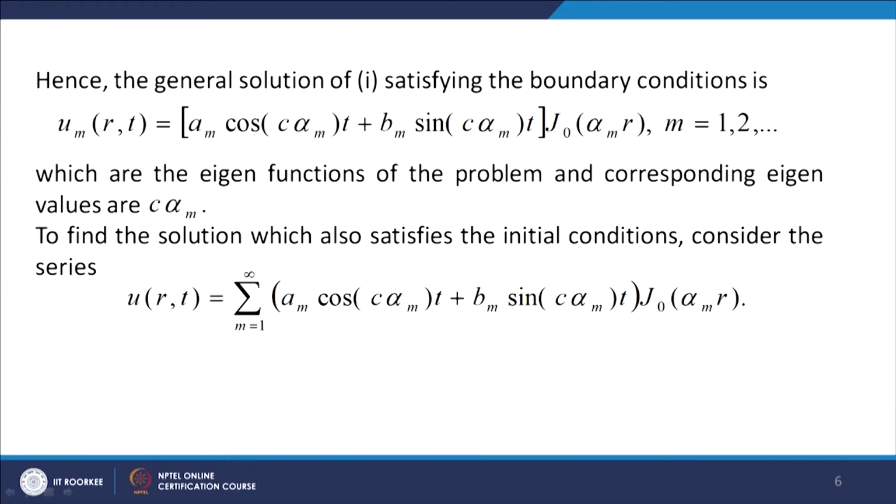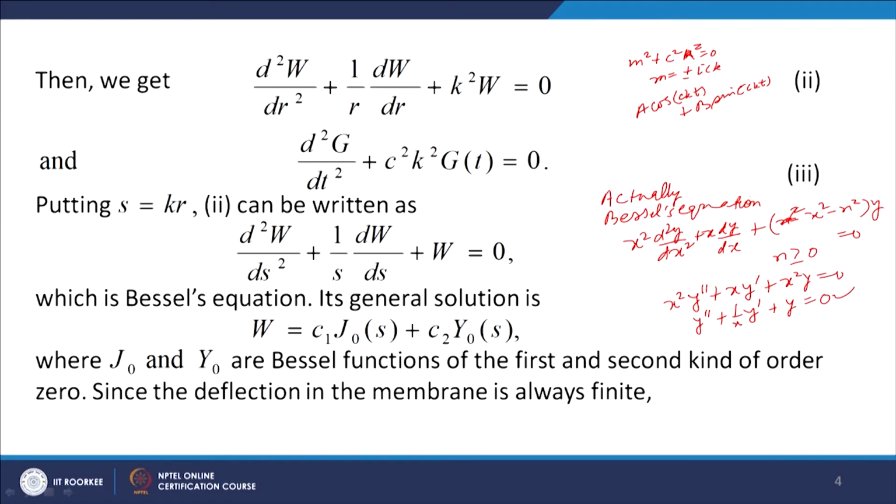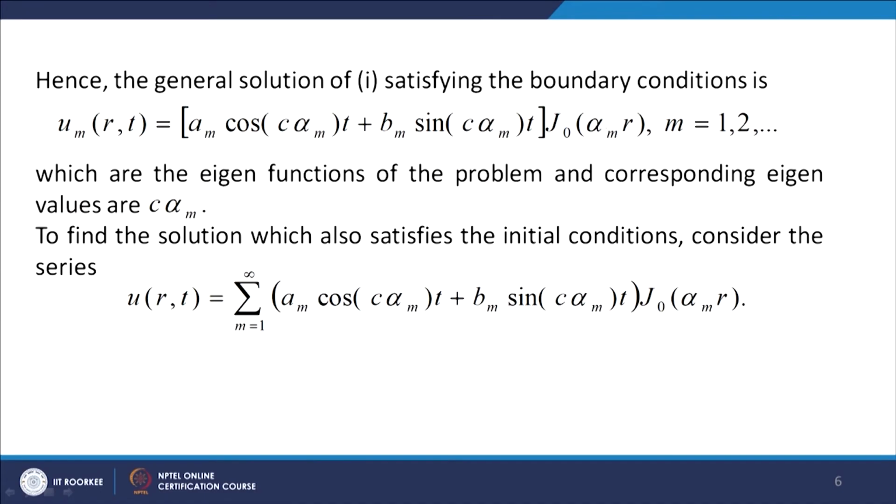Am cos c alpha m t plus bm sin c alpha m t into J0(alpha m r), because here k becomes alpha m, so we write it as cos c alpha m t. The constants a and b which we take in the solution corresponding to equation number 3 will change with each value of m. So, we write them as am and bm.